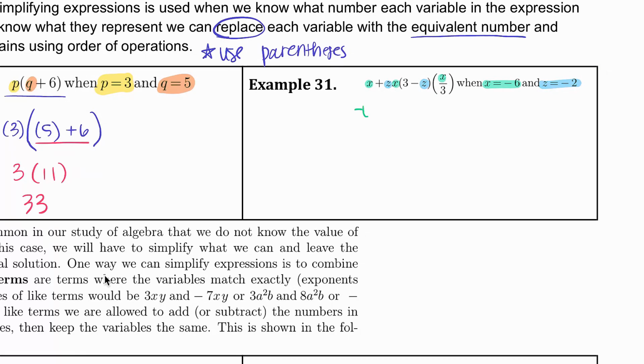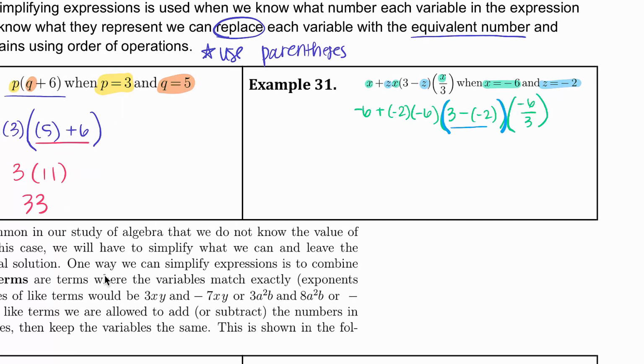We have -6 plus, we've got our z, which is -2, times x, which is -6, times 3 minus -2. And in our other parentheses, we have -6 divided by 3. Okay, so let's take this piece by piece. We're going to start inside our parentheses or our grouping symbols. I know you see a lot of parentheses here. These ones are actually the only ones, well, in these, that are grouping values. Okay, so we're going to start inside here.